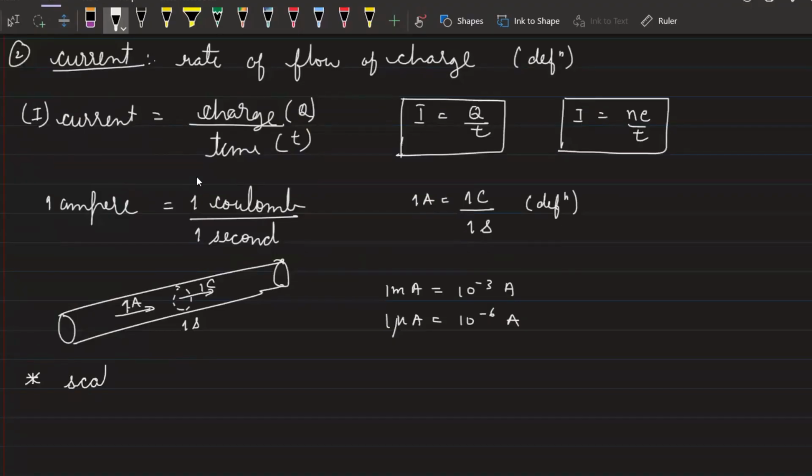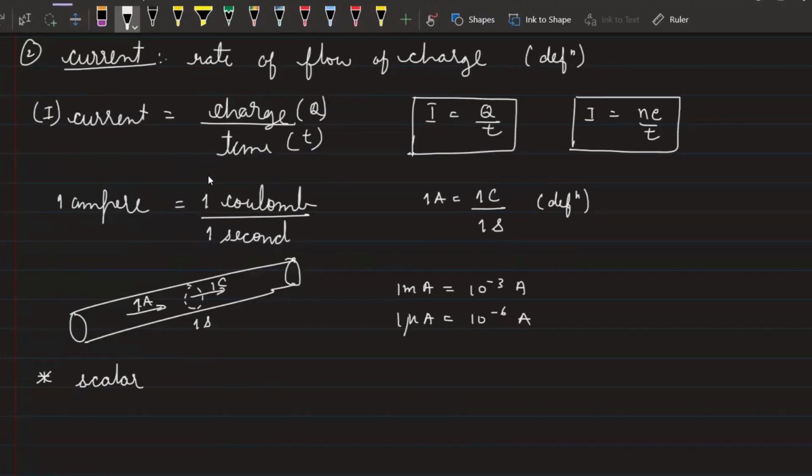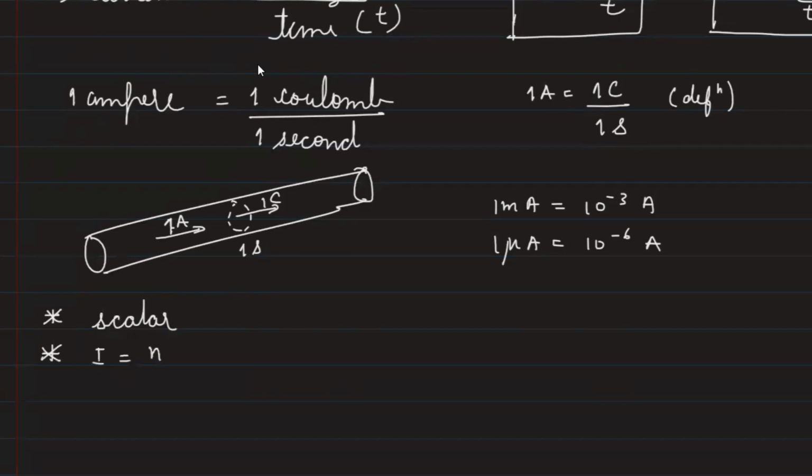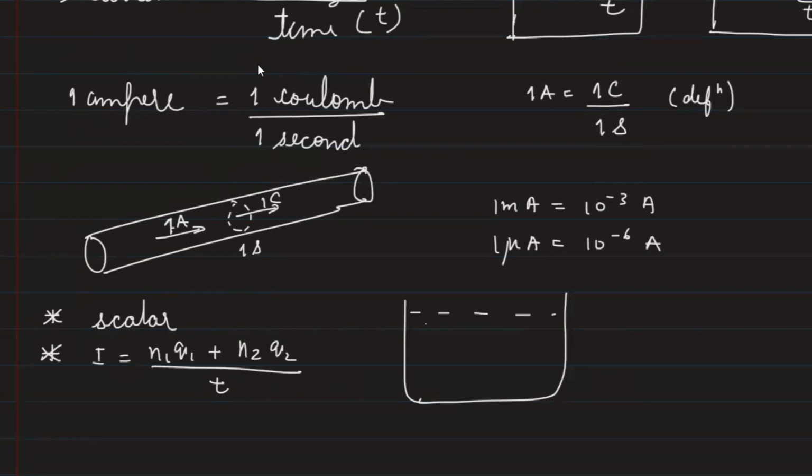Current is a scalar quantity. Current always flows from positive to negative, while the electrons actually flow from negative to positive. I equal to N1 Q1 plus N2 Q2 upon T. So what is this note about? Now, when you're talking of an electrolyte, inside an electrolyte, there are two types of charges. One is positive charge and one is negative charge.